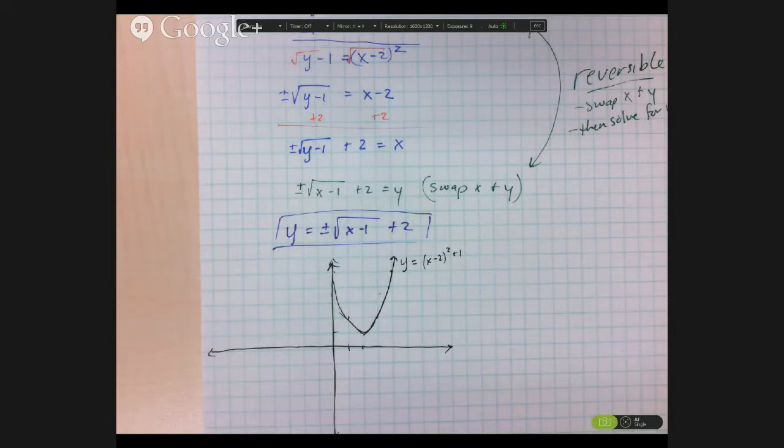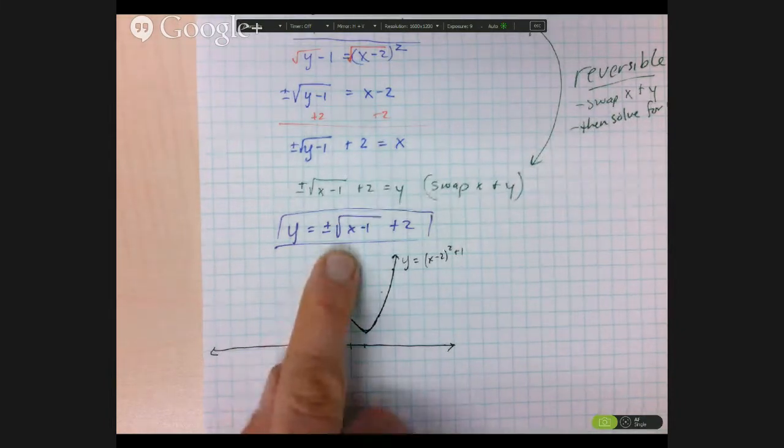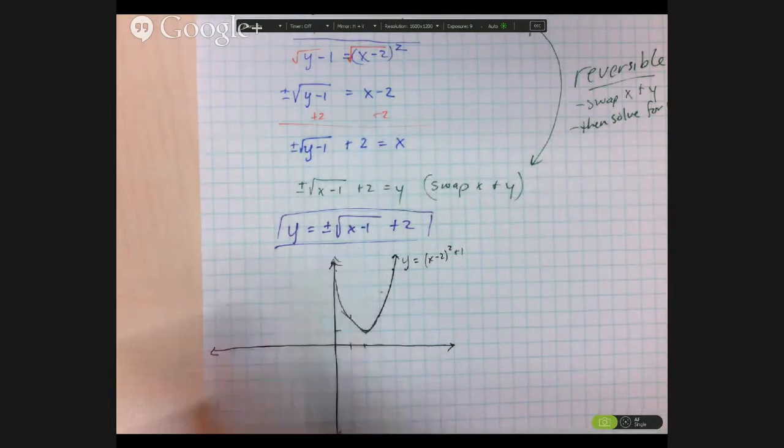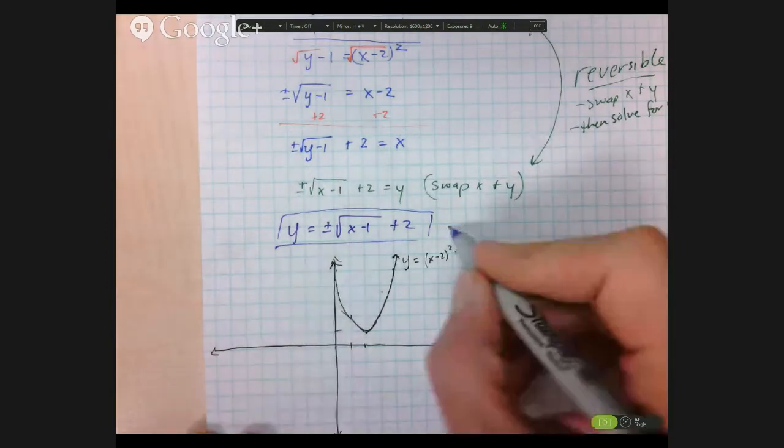Okay, there are so many ways to do the graph of the inverse. I'm going to show you a couple of them. The first is just graph that equation with the table of values.